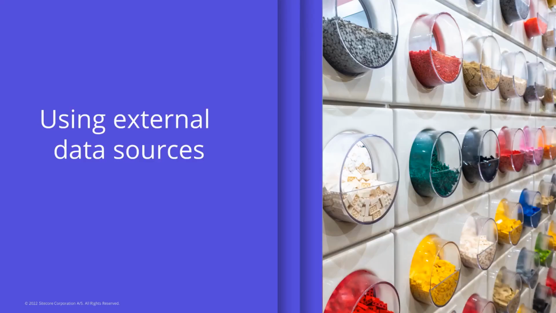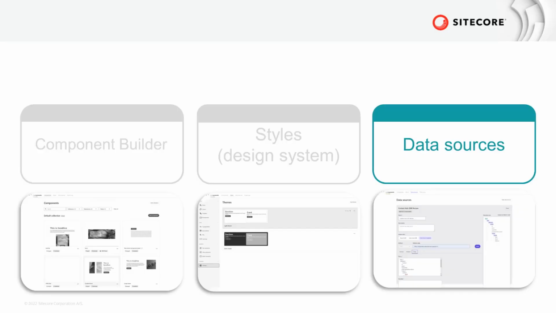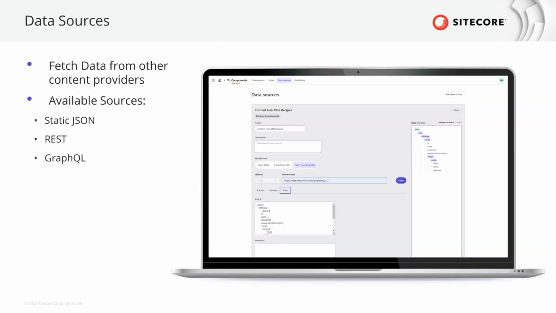Of course, components cannot only handle static content, but also import content from other content providers such as Content Hub One or other CMSs, ChatGPT, XM Cloud or a PIM. Therefore, you can configure data sources. Data sources allow fetching data from any GraphQL or REST endpoint. You can also use static JSON, for example, to mock a response before having actual access. This provides a lot of flexibility for where you can get content from.